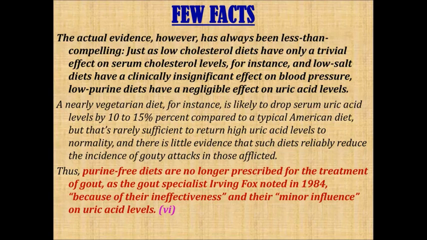All we need to know is how to recover from the state, why this is caused, which I mean is how to recover from excess uric acid accumulation, not just not eating uric acid rich foods. A nearly vegetarian diet, for instance, is likely to drop serum uric acid levels by 10 to 15% compared to a typical American diet. But that's not really sufficient to return high uric acid levels to normality, and there is little evidence that such diets reliably reduce the incidence of gouty attacks in those afflicted.